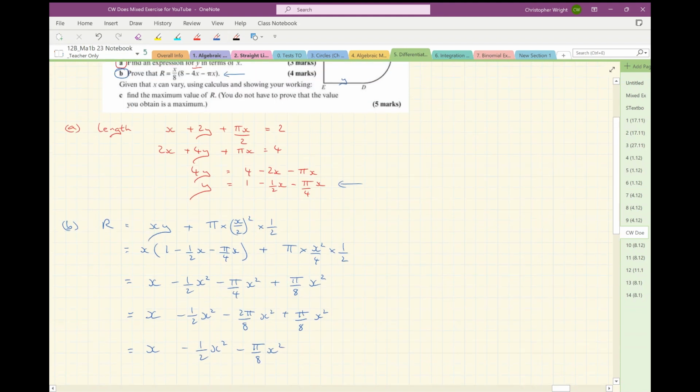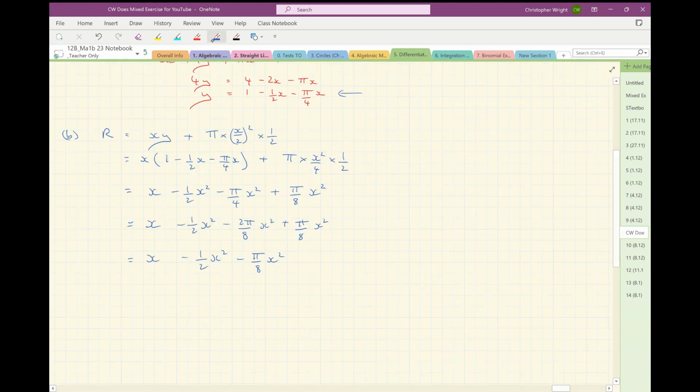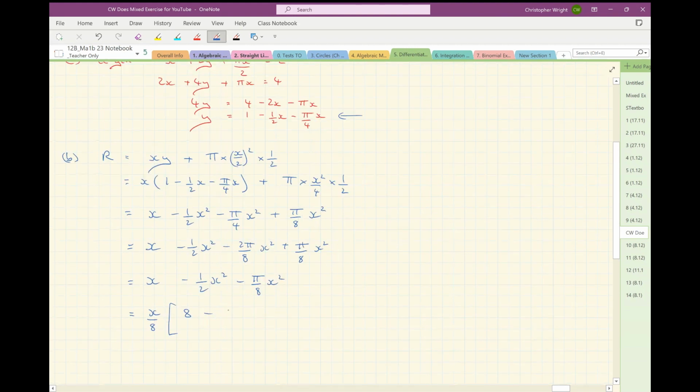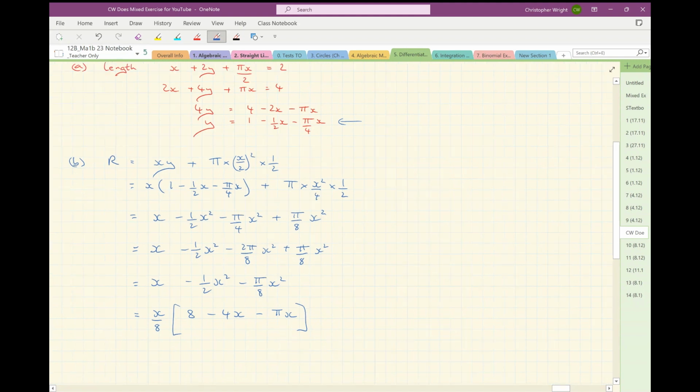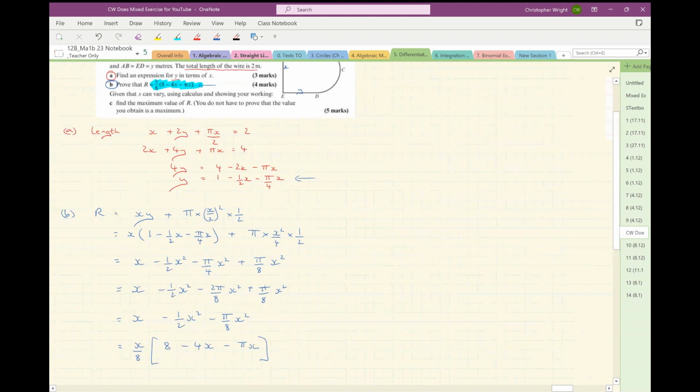All right, now, if I have a look and see what I'm aiming at, what I'm aiming at is up here. That's not a million miles away from what I've got. What I'm going to do is take x over 8 out of everything and see what happens. If I take x over 8 out, then I'm going to need to have an 8 here, minus 4x, because if I multiplied out the bracket, I'd get back to a half x squared. And here I'm going to need to have a pi and an x. Look at that, lo and behold, that's exactly what I was trying to show that r was equal to. So part B said prove that r was equal to that expression, and we have done that successfully.